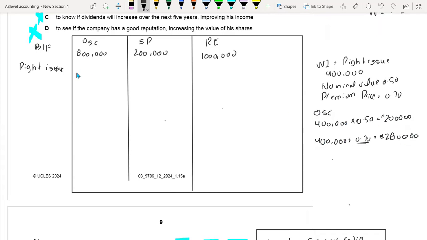Okay, so when we write the rights issue, our ordinary share capital has increased with the $200,000 and our share premium has increased with the $280,000. So after the rights issue, as you can see, ordinary share capital has increased with the 200,000 and share premium has increased with the $280,000. So what happened on 1st July in year 2? What happened basically? We had a bonus issue.